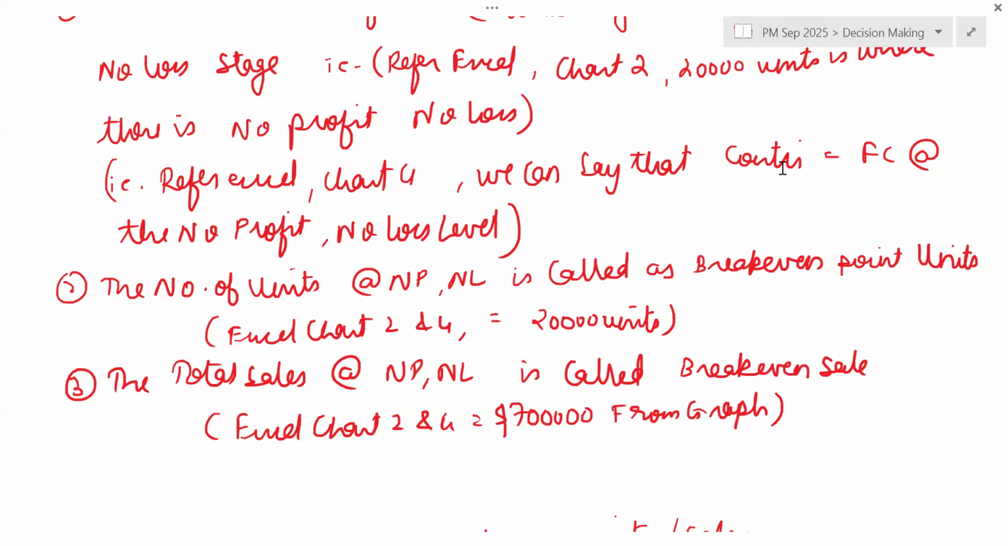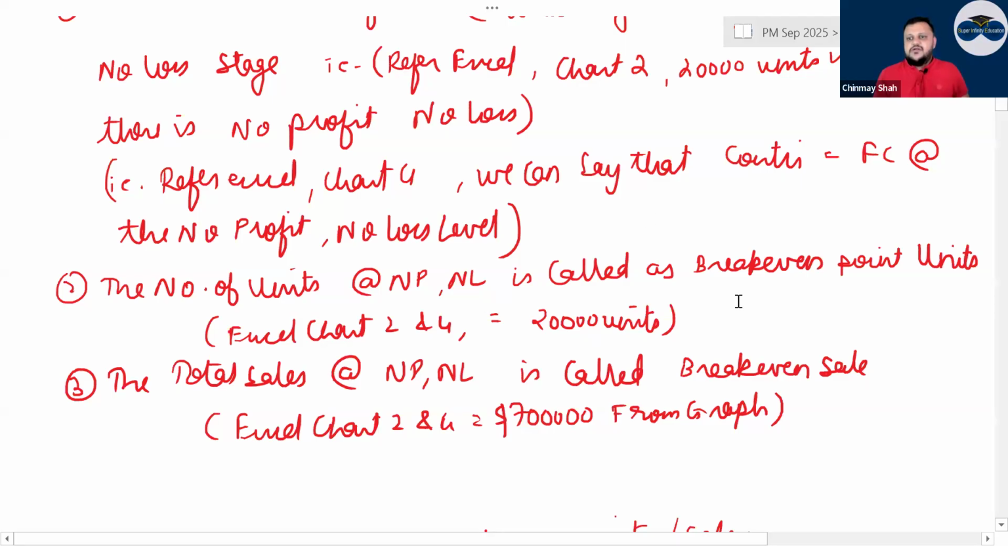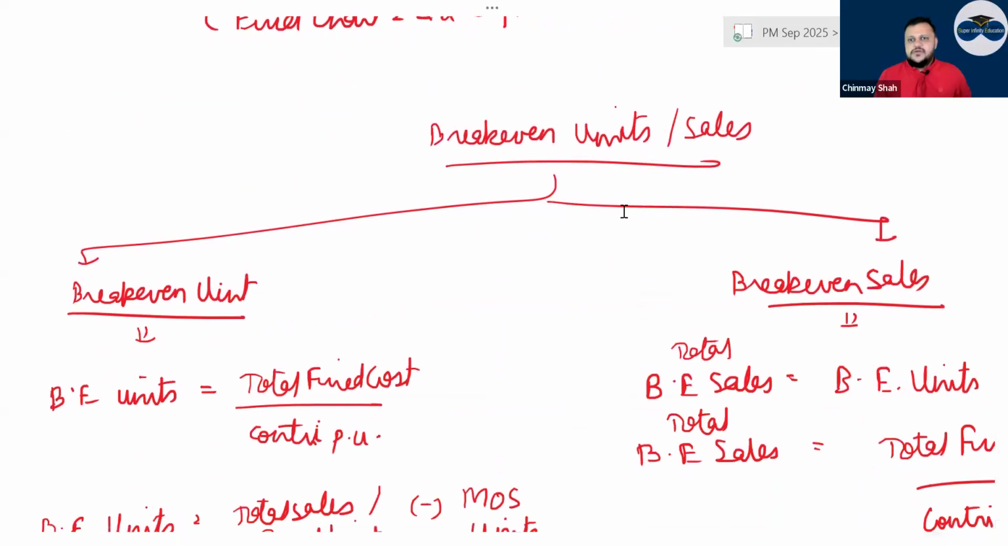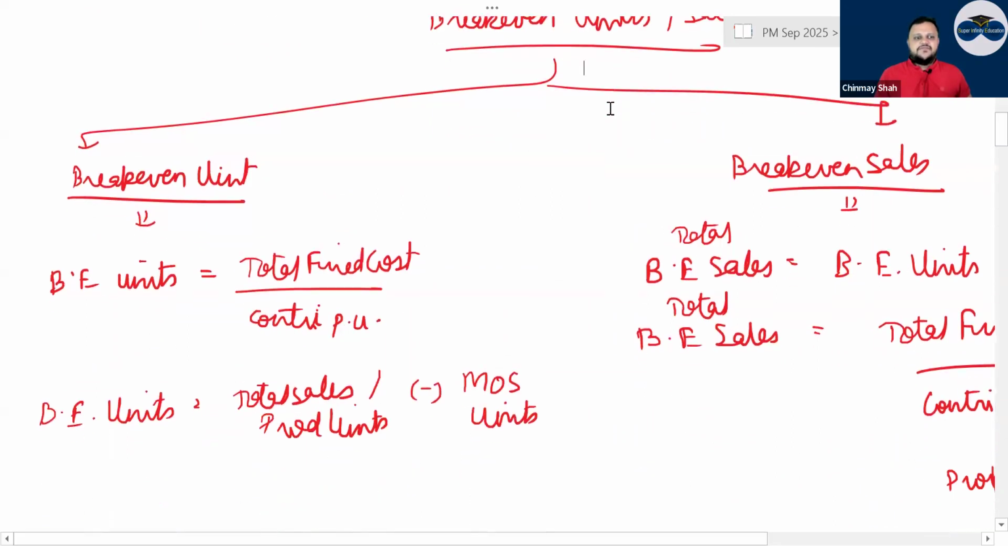The number of units at no profit, no loss is called the break even point units or break even units, right? And the total sales at no profit, no loss is called the break even sale. Excel chart 2 and 4, we have done the chart. I hope you've analyzed it. If you make the chart yourself, you will get much more understanding of what is happening and where it is happening.